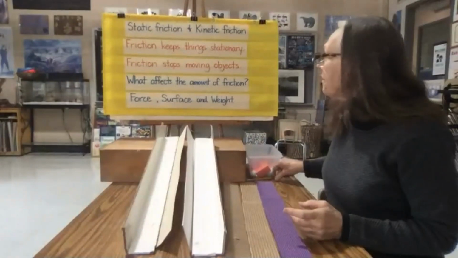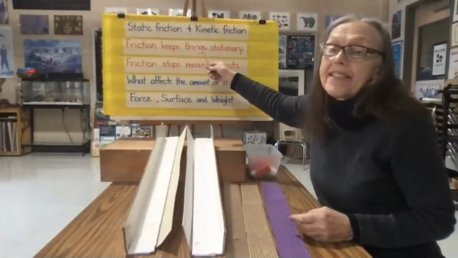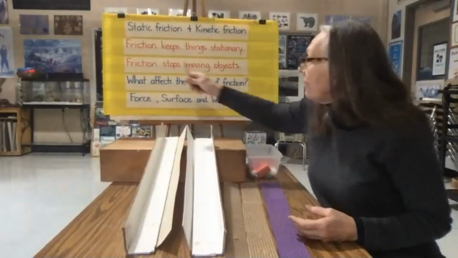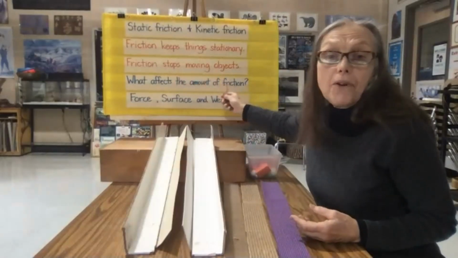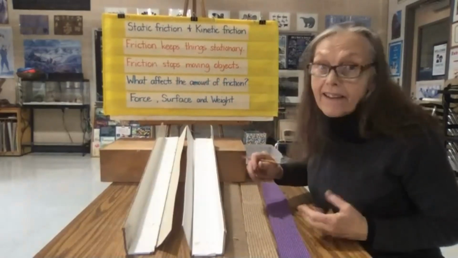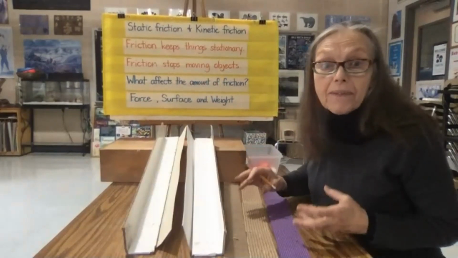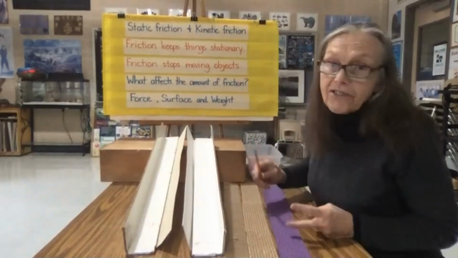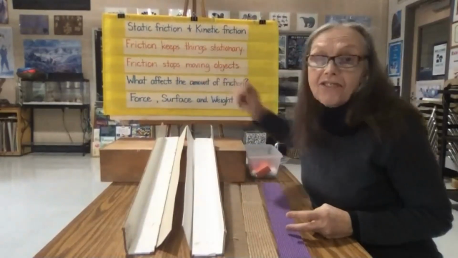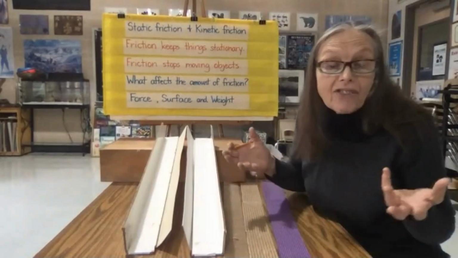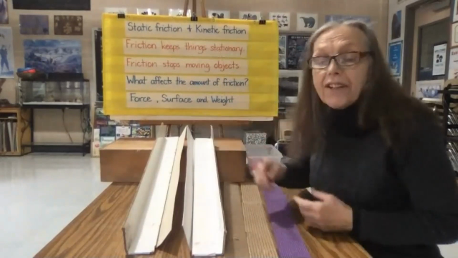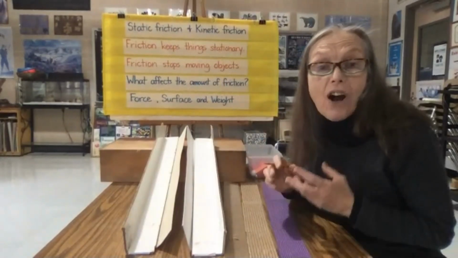So friction keeps things stationary, things from moving. Friction also stops moving objects. Once they're moving, they don't keep moving forever. Friction will stop them eventually. And there are two kinds of friction. One is what we call static friction, meaning the friction when things are not moving. And kinetic or sliding friction that affects objects once they are moving.